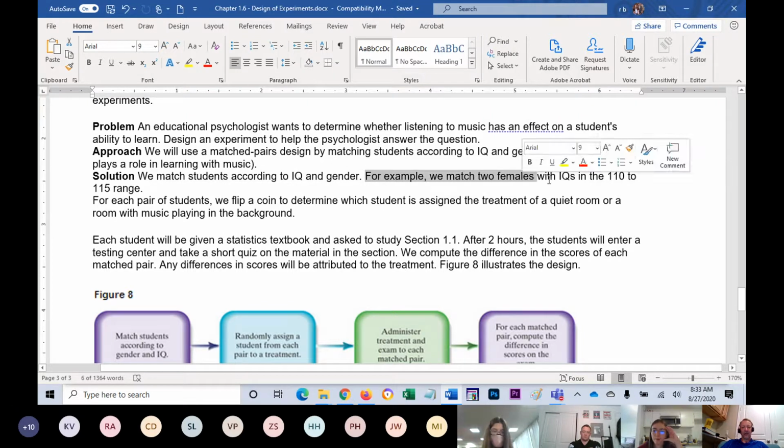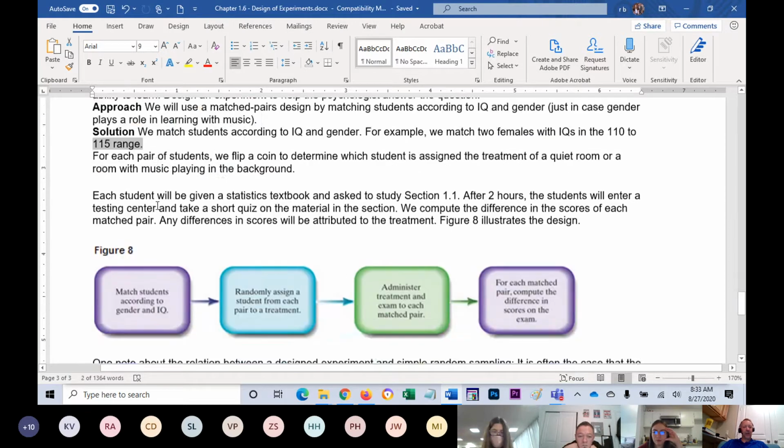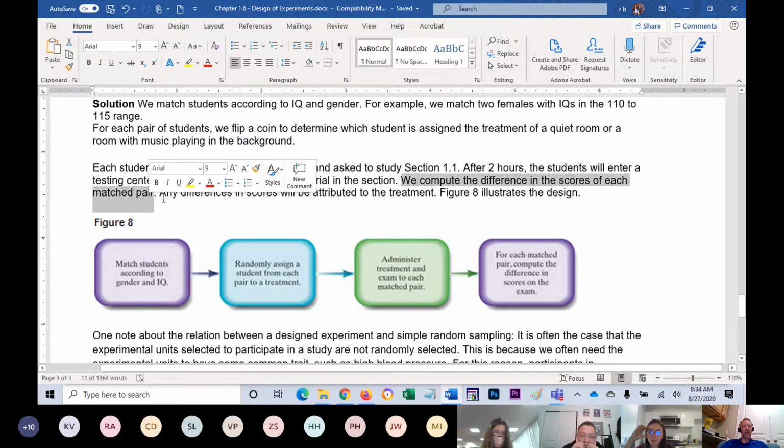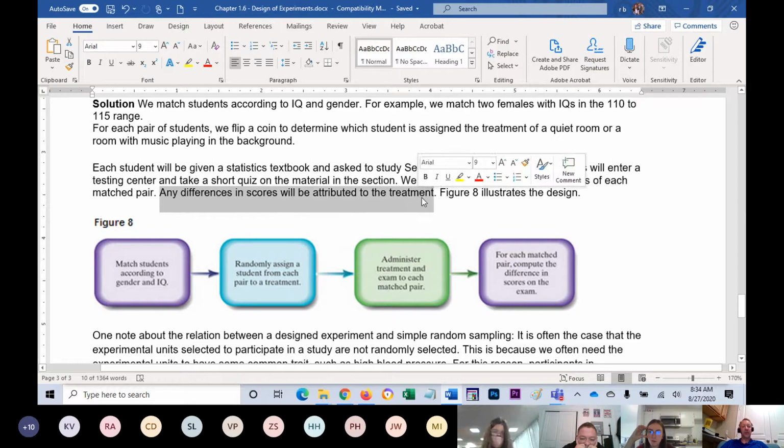For example, we're going to have two females. Both of them have IQs in the 110 to 115 range. For each pair of students, we're going to flip a coin to determine which student is assigned to the treatment of the quiet room, and the other is assigned to the room with music playing in the background. Each student will be given a statistics textbook and asked to study section 1.1. After 2 hours, the students will enter a testing center and take a short quiz on the material in the section. We will compute the difference in the scores for each of these matched pairs. Any differences in scores will be attributed to the treatment.